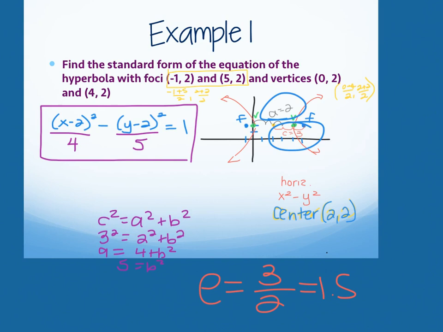So the WebAssign does not ask for eccentricity. Please make sure you know how to find it. Okay, just like on your quiz where I put it in a part of your ellipse, it will be a part of your hyperbola for your test. Questions?